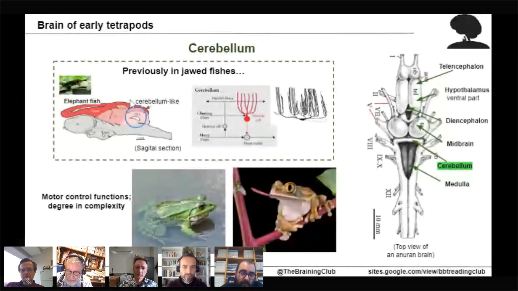Functionally, the cerebellum seems to be still involved in motor control and has been seen to be more developed in arboreal frogs than aquatic or terrestrial ones, reflecting their motor behavior. On the other hand, the cerebellum of frogs has also been related to the tongue protrusion neurons usually used to hunt.